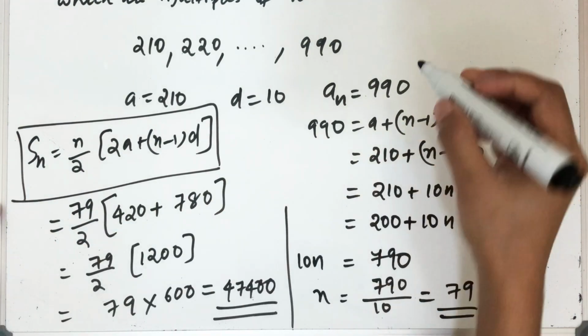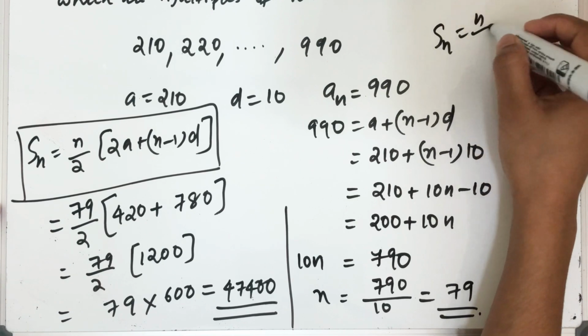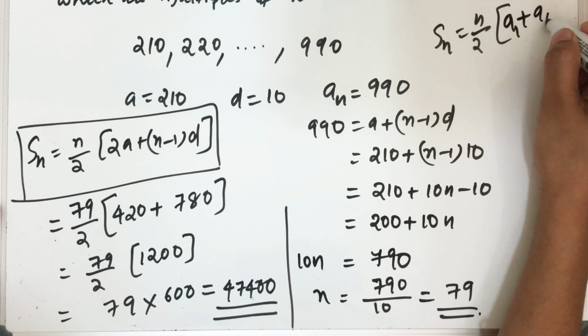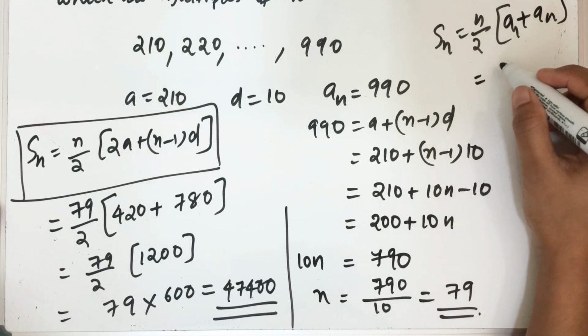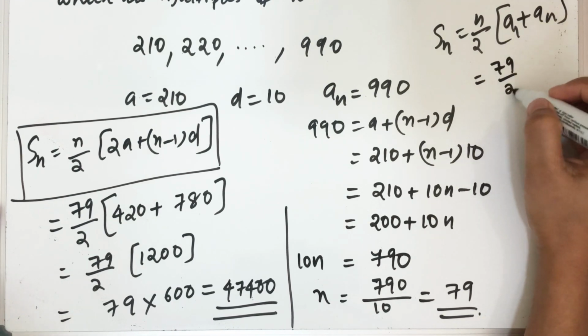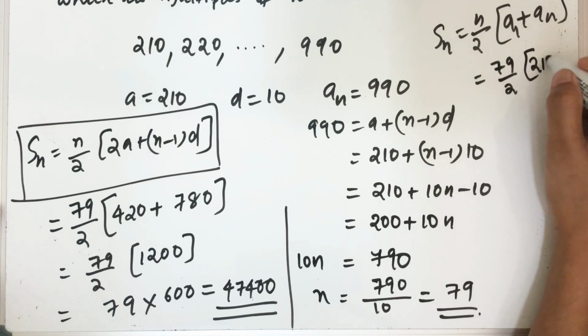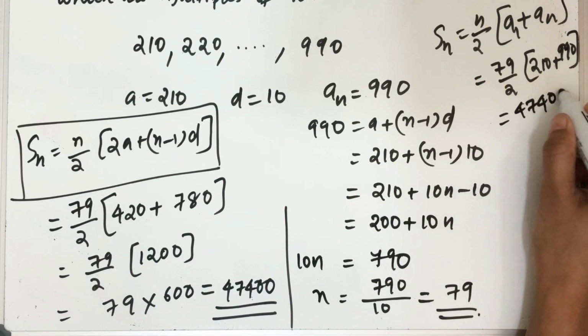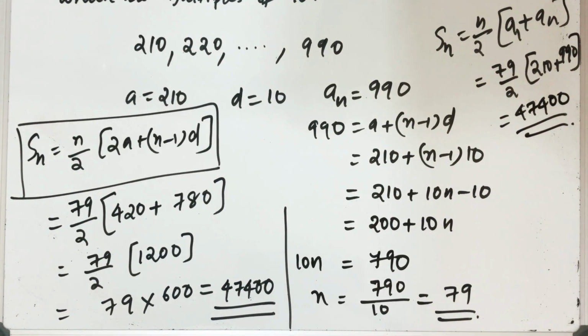Instead of this formula, we can use Sn is equal to n by 2 into first term plus last term, a1 plus an. That is 79 by 2 into first term 210 plus last term 990. This also we get 47400. Anyway, you can write.